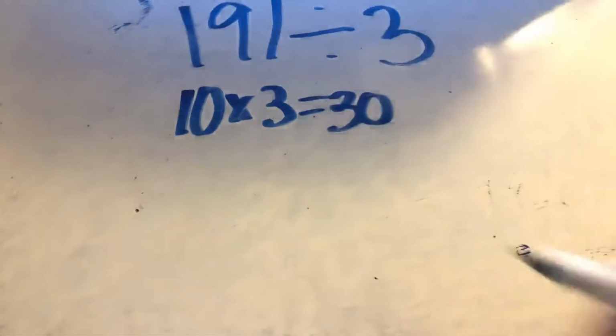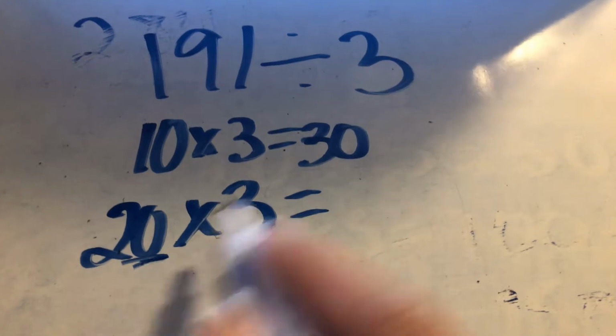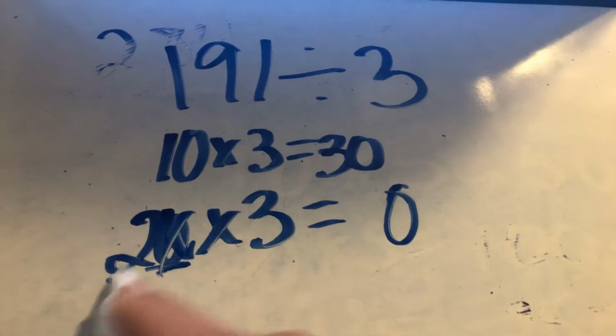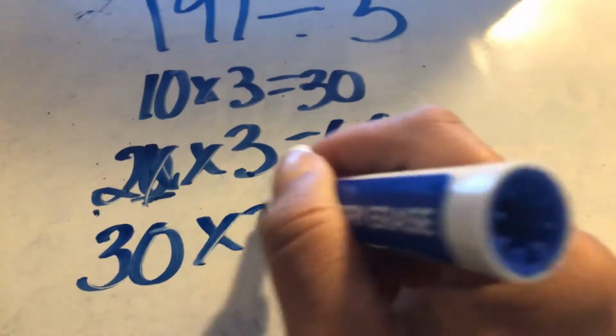191 divided by 3. That was our original problem. Now I'm going to take the groups of 10, multiply them by 3. So 10 times 3 is 30. Okay, 20 times 3. Remember, guys, don't get scared with multiples of 10. All you're doing is multiplying, because you have a 0 here, so you just drop it, right? We can cross it out if you like to do that. And then 2 times 3 is 6. Okay, 30 times 3.